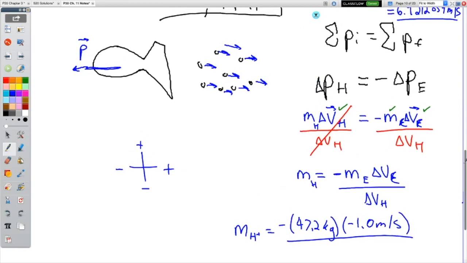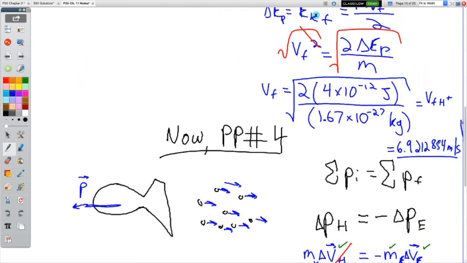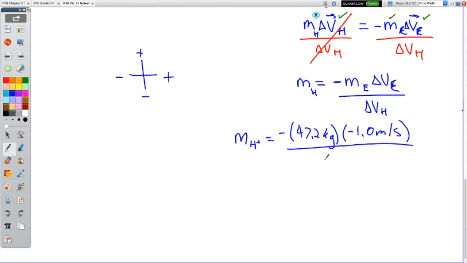Now we know that's the other way. It's got to be, right? Using our physics principles, so this number is positive. So that's 6.9212 times 10 to the 854 meters per second. And that's positive because it's in the other direction.